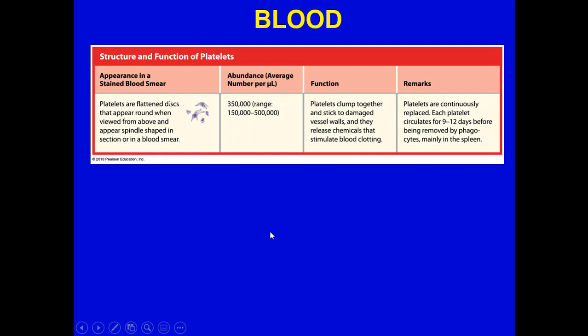Now, let's look at the platelets, otherwise known as thrombocytes, for a minute. This is how they might appear in a stained blood smear, basically kind of flattened out little structures. You do not have a nucleus in there. Their abundance, the average number per microliter, is somewhere in the range of 350,000, but they can be as low as 150,000 to as high as 500,000. They will clump together and stick to damaged cell walls, and they release chemicals that stimulate blood clotting. They are continuously being replaced. Each platelet circulates for 9 to 12 days before being removed by phagocytes, mainly in the spleen.